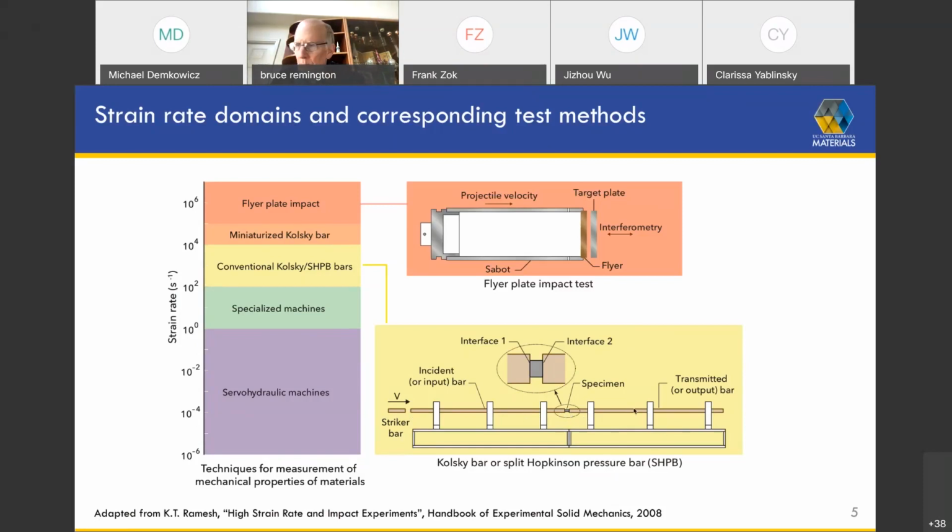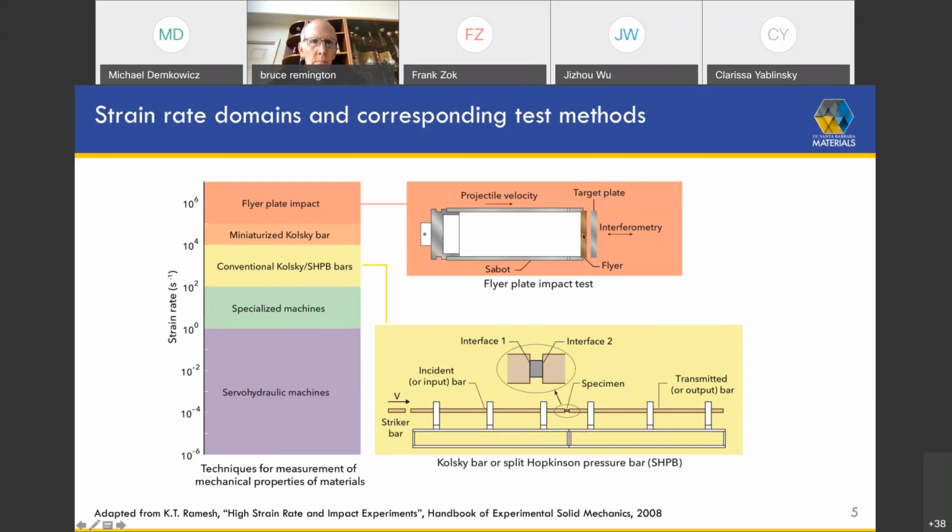Now, the other type of test, the flyer impact test, is in some ways analogous in that we're taking a flyer. In this case, it's a flyer plate. And in this case, it's mounted in a carrier called a sabot. This allows it to be launched through a gas gun and to remain well aligned so that the surface of the flyer plate is coplanar with the surface of the target plate. So it's launched in a gas gun.